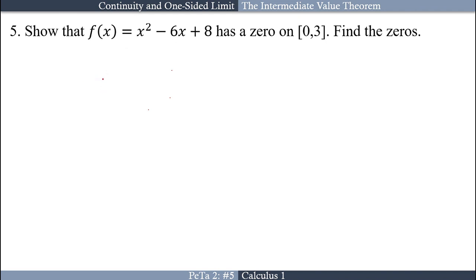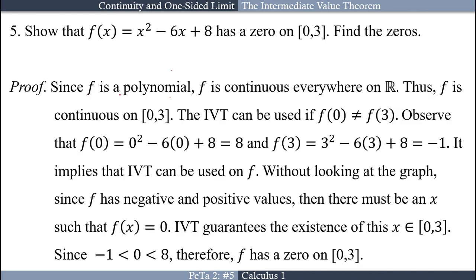First, take a look at my function. This is a polynomial function, and I learned that every polynomial function is continuous everywhere. So my proof: since my function is a polynomial, it is continuous everywhere on R. Thus, the function is also continuous on the interval [0, 3].